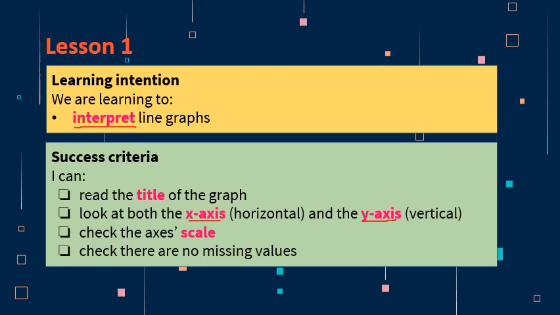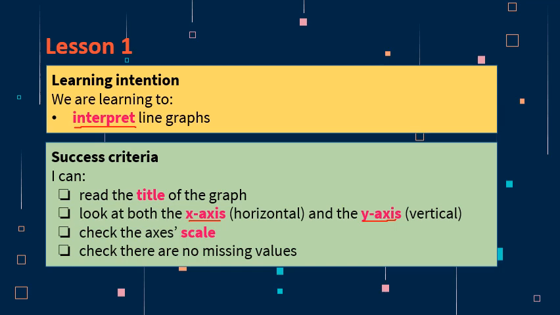So whether you're talking about money, so it might be measured in dollars, or it might be measured in US dollars or yen, Japanese yen. It might be temperature, it might be in Fahrenheit, or it might be in Celsius. You really need to look at both of these axes to see how the data has been measured.